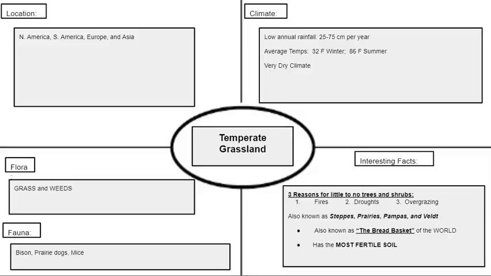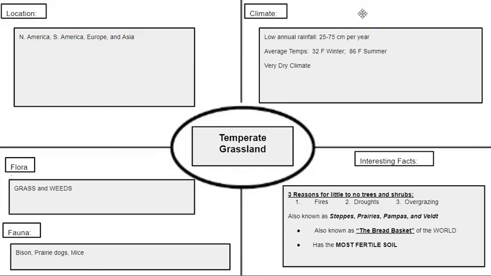So we have finally made it to our Frayer model slide for the temperate grasslands. You guys know the drill by now. Our top quadrant over here is going to be our location. Our location for this biome is going to be North America, South America, Europe, and Asia. We come over to this quadrant over here and we're talking about climate.